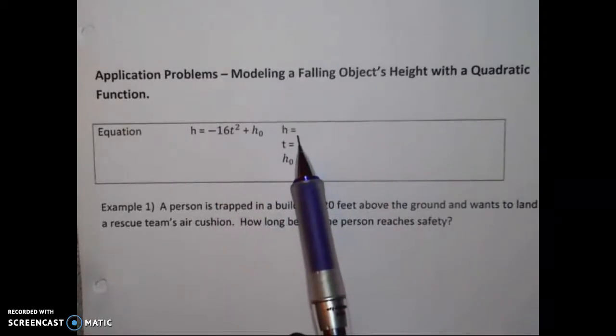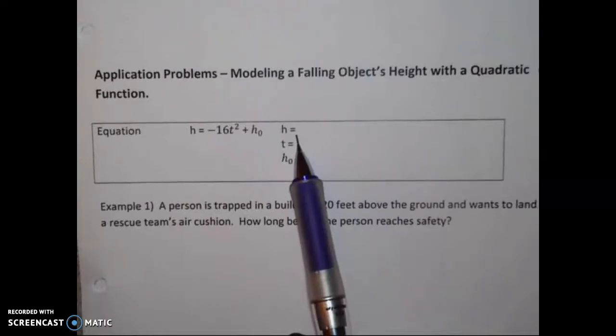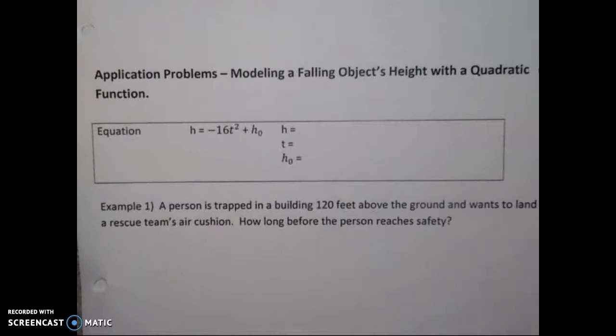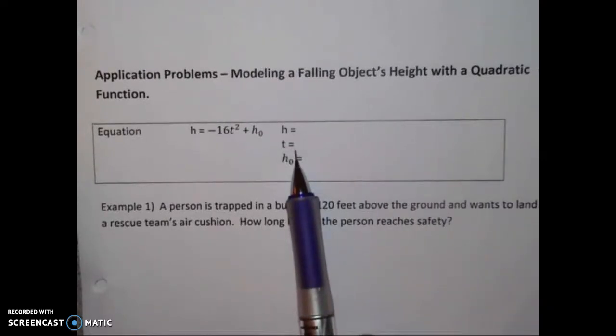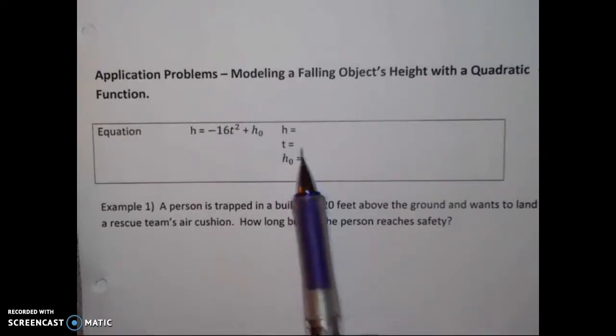H represents the height of the object when it lands. If it lands on the ground, H will be 0. T represents the time in seconds. You're writing all this down, right? T is the time in seconds.